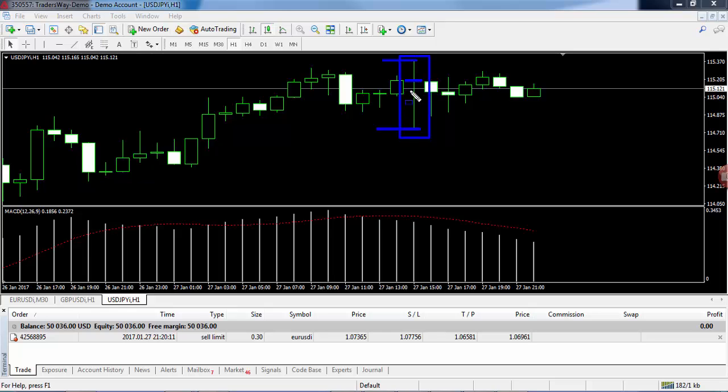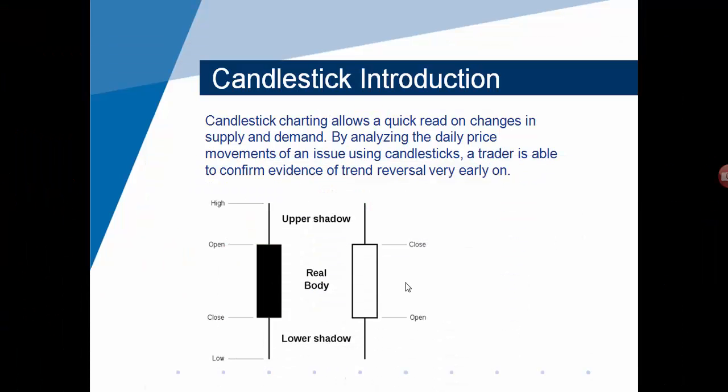So these little shadows here are what we call wicks, or they can also be called shadows, depending on how you want to term it. These also give us information as to what's going on in the market. Now, let's get back to it.